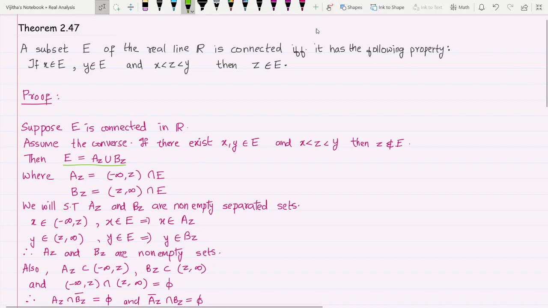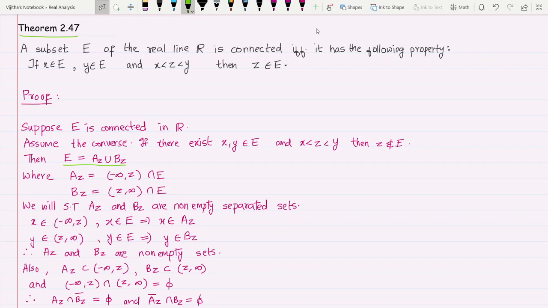Today we will move on to theorem 2.47. In the last class we gave the definition of connected sets. A set is said to be connected if it cannot be written as a union of two separated non-empty sets. Now we have an important theorem regarding this.